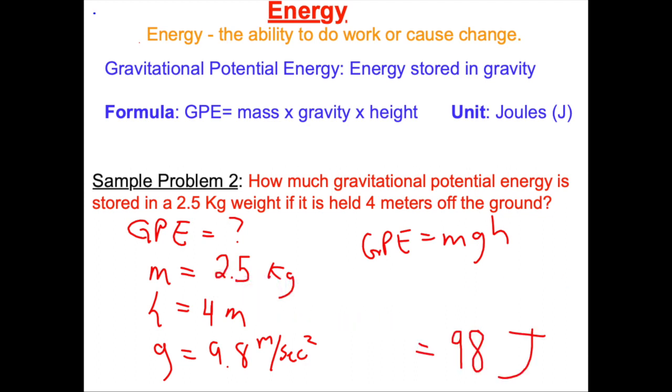The answer I got was 98 joules. Hopefully you got the same answer. Now how did I get that? I simply plugged in 2.5 kilograms for the mass, 9.8 as g, and the height is 4 meters. 2.5 times 9.8 times 4 is 98 joules.